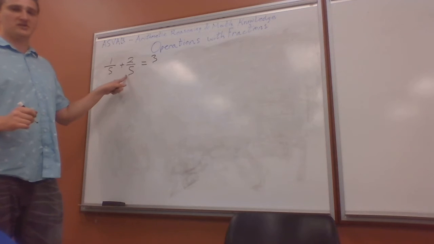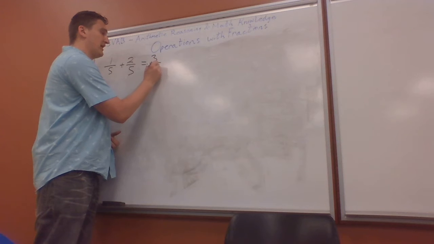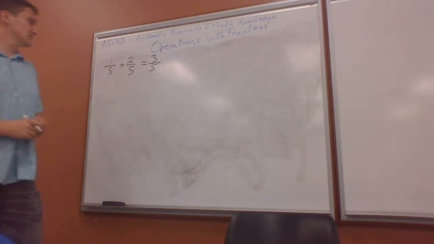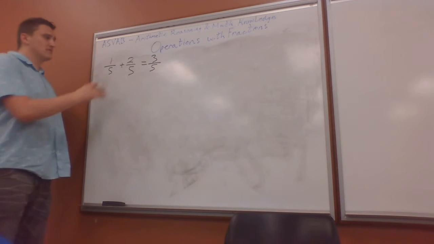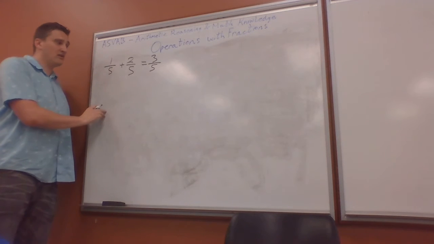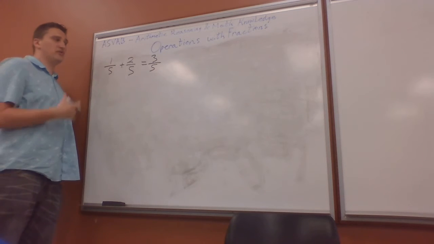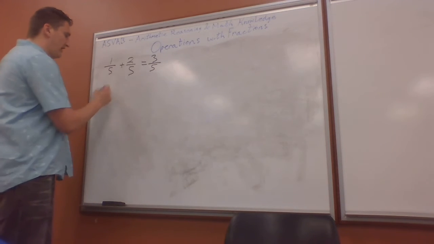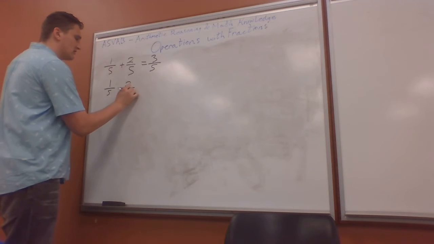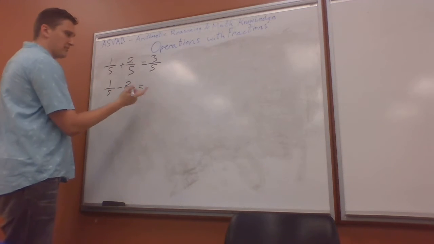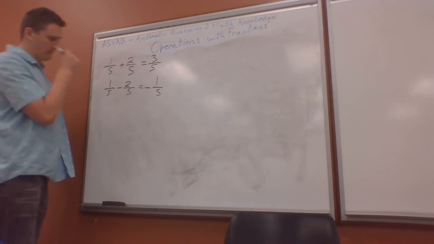Well, I have a denomination of 5, not a denomination of bicycles. So instead of 3, I have 3/5. So 1/5 plus 2/5 is 3/5. That's for addition and subtraction. You make sure you have the same denominator, and then you can do your addition and subtraction. If I were to go 1/5 minus 2/5, of course that'd be a negative. It would be negative 1/5.